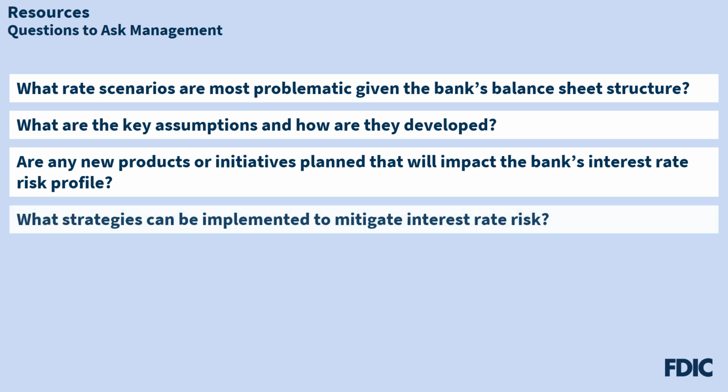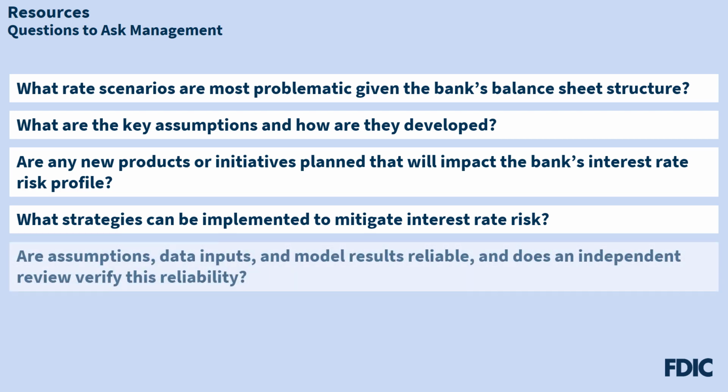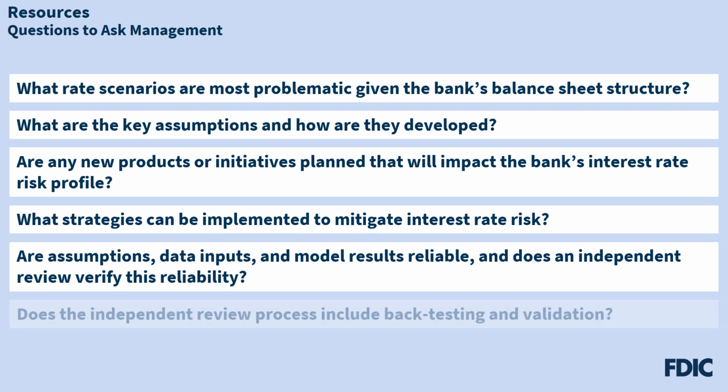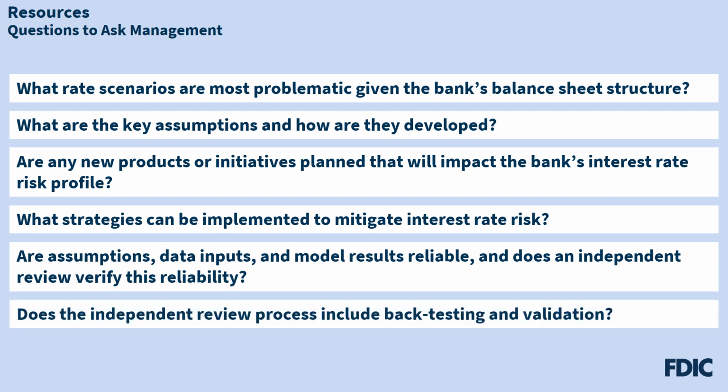What strategies can be implemented to mitigate interest rate risk? Are assumptions, data inputs, and model results reliable, and does an independent review verify this reliability? Does the independent review process include backtesting and validation?